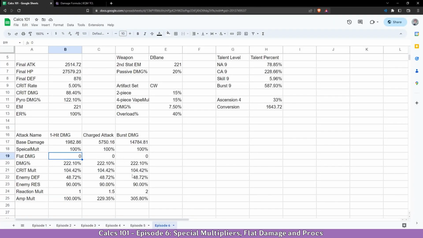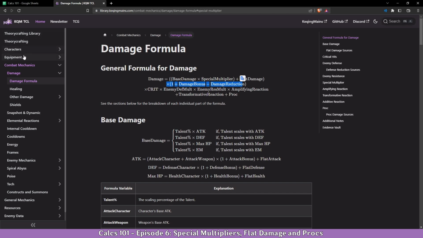To actually put it in practice, let's say we have Shenhe. I'm going to write here just for now. Attack, let's say she has about 3000 attack. And skill multiplier, let's search for it.